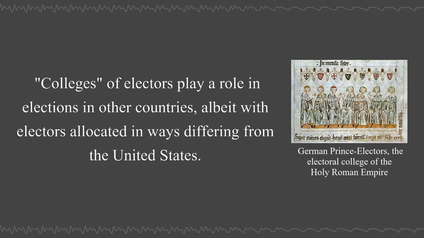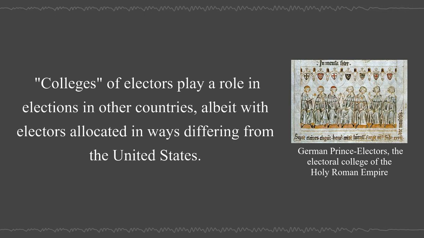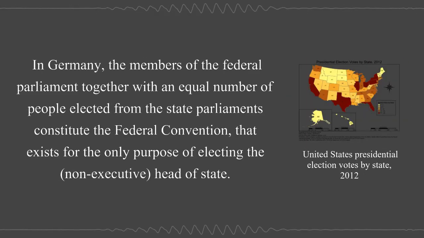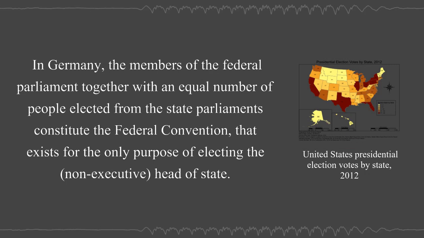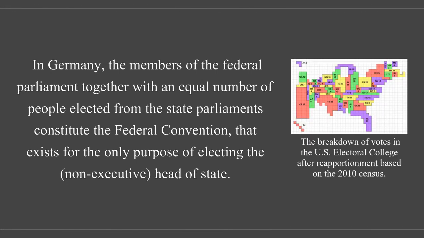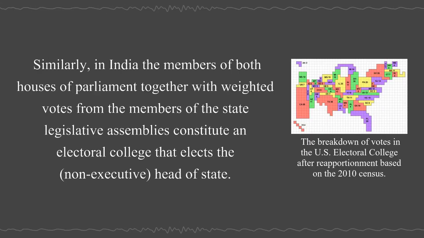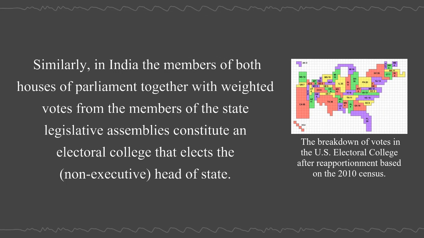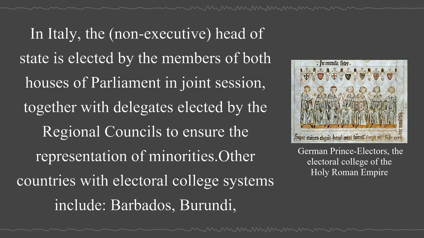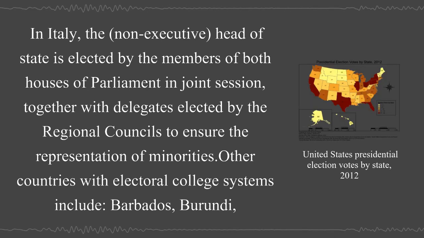Colleges of electors play a role in elections in other countries, albeit with electors allocated in ways differing from the United States. In Germany, the members of the federal parliament, together with an equal number of people elected from the state parliaments, constitute the federal convention that exists for the only purpose of electing the non-executive head of state. Similarly, in India, the members of both houses of parliament, together with weighted votes from the members of the state legislative assemblies, constitute an electoral college that elects the non-executive head of state. In Italy, the non-executive head of state is elected by the members of both houses of parliament in joint session, together with delegates elected by the regional councils to ensure the representation of minorities.